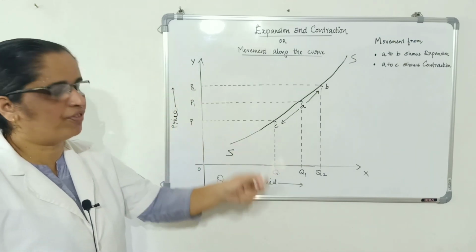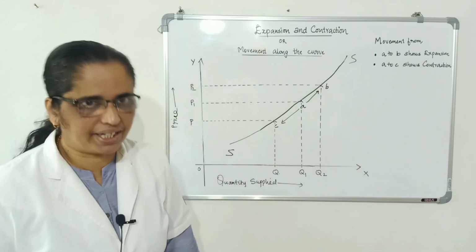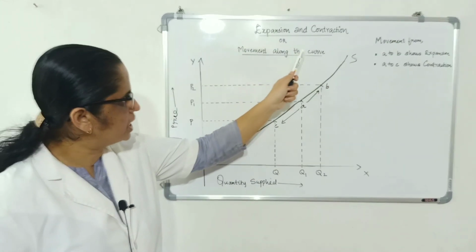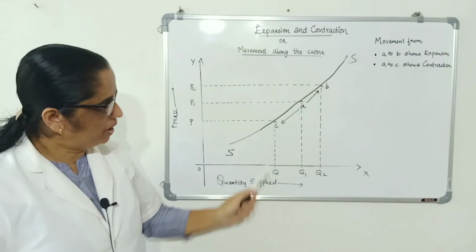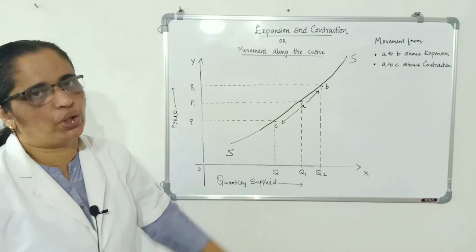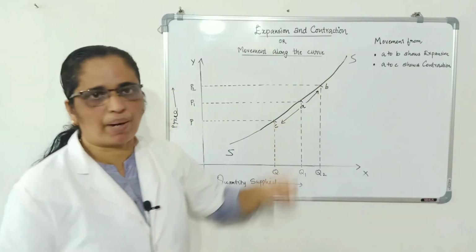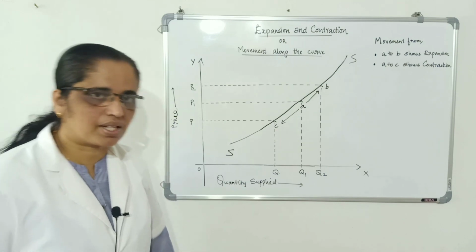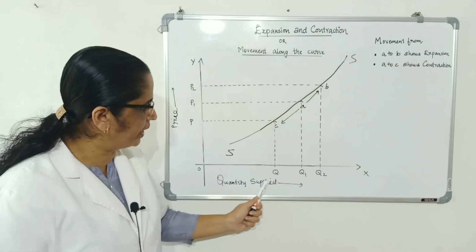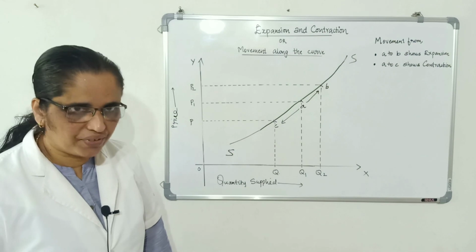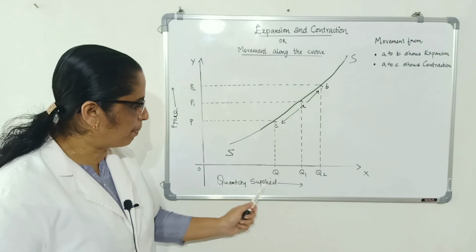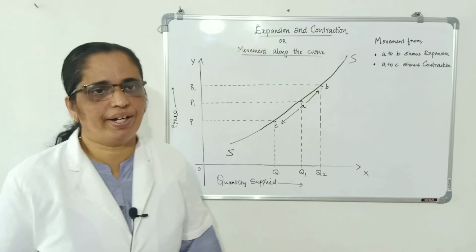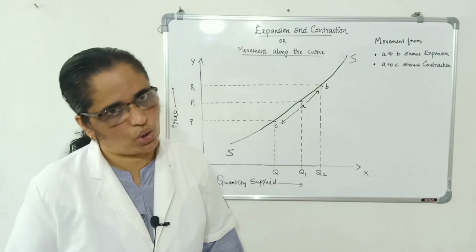This is the first type of change in supply. This is technically known as expansion and contraction. This is also known as movement along the curve. Through upward and downward movements, you know, along an upward sloping supply curve, we can show expansion and contraction. This is also known as change in quantity supplied, because here we study how quantity supplied has been changing when the own price is changing, assuming that other factors are held constant.